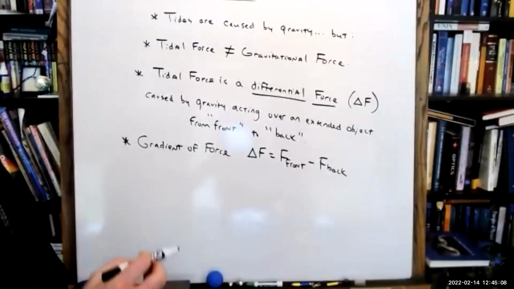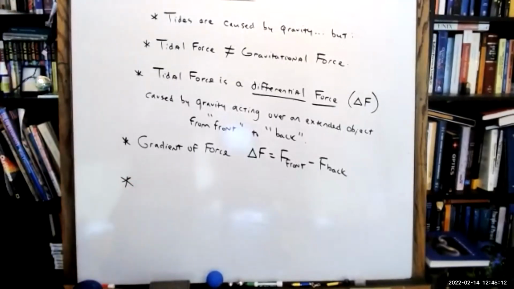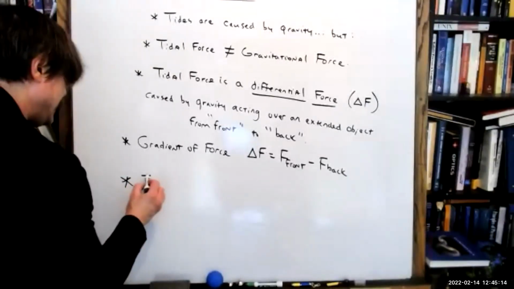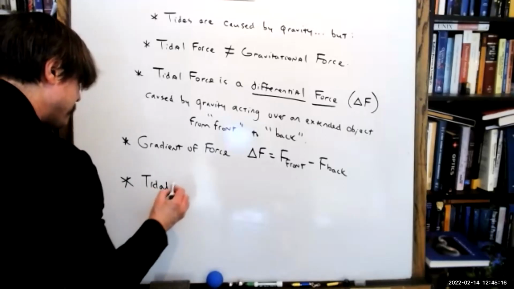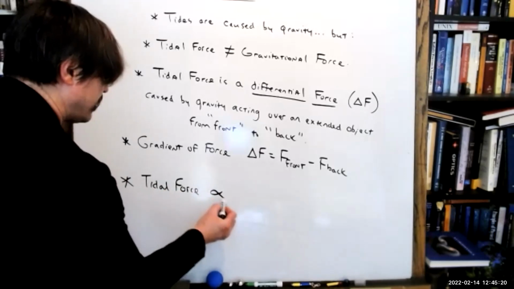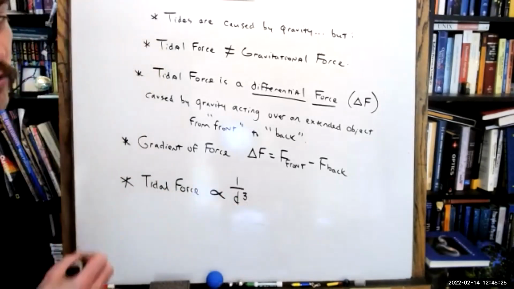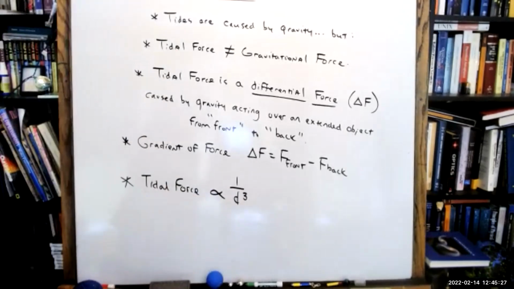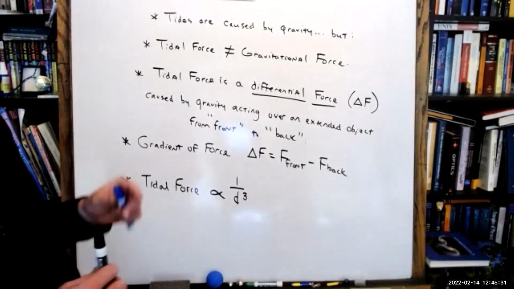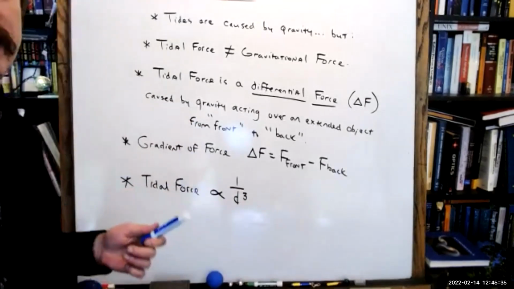In fact, in the language of calculus, or in the language of proportionality arguments, which we just learned about, the tidal force is different than the gravitational force because it is proportional to 1 over the distance cubed, not 1 over the distance squared. And if you remember the difference between 1 over d squared and 1 over d cubed, they have a different kind of dependency.